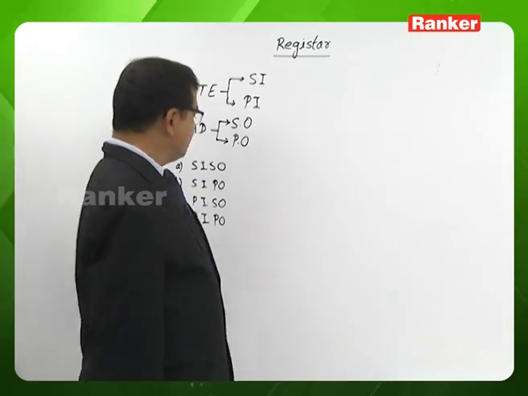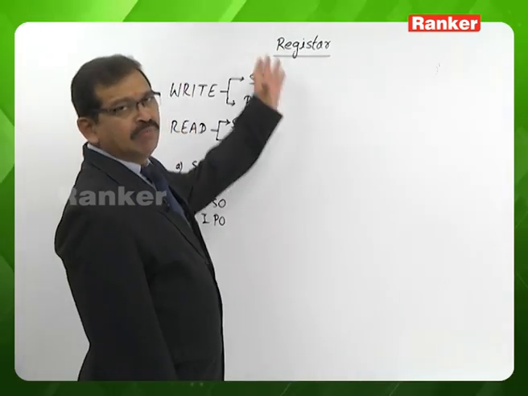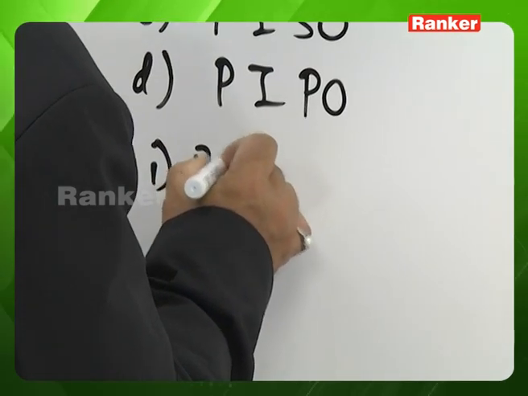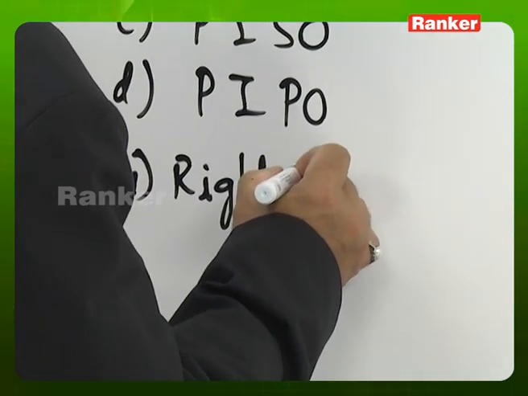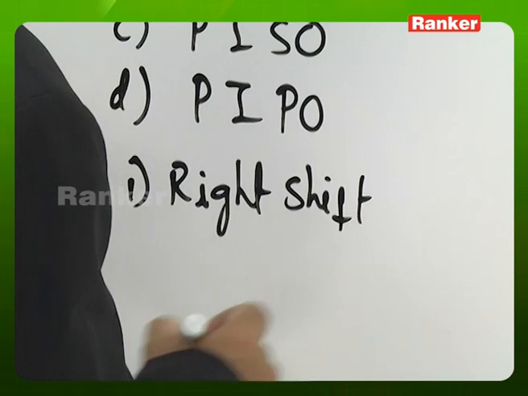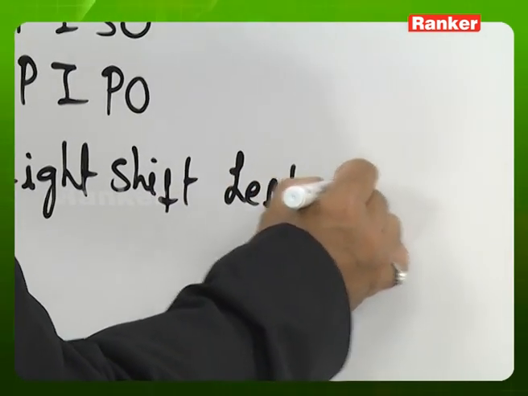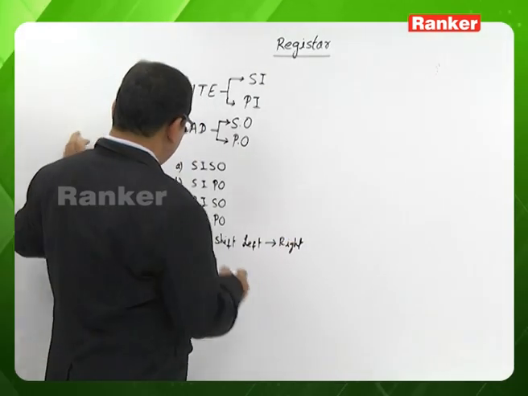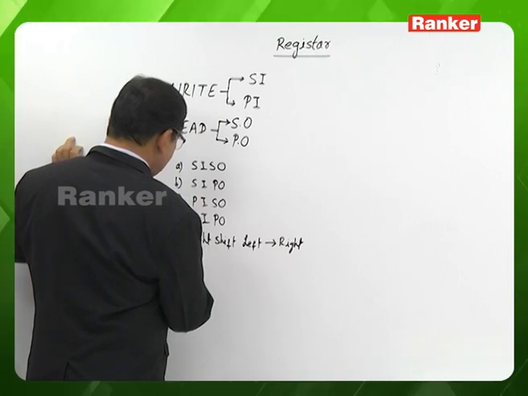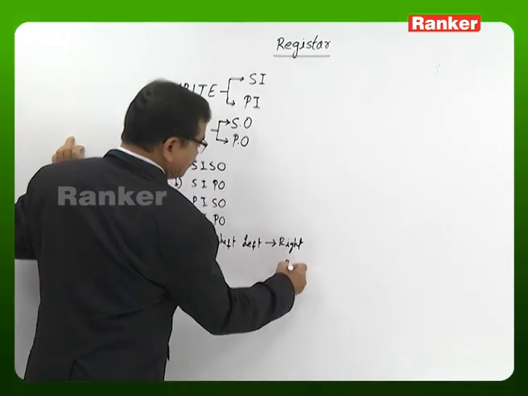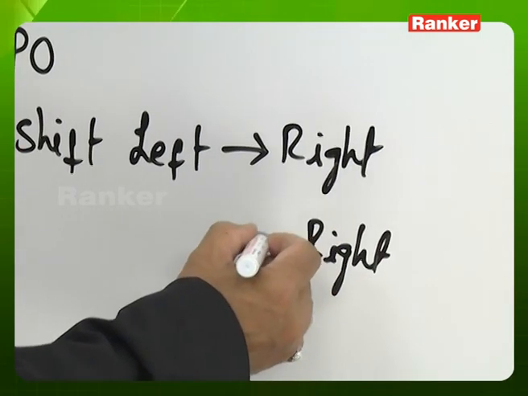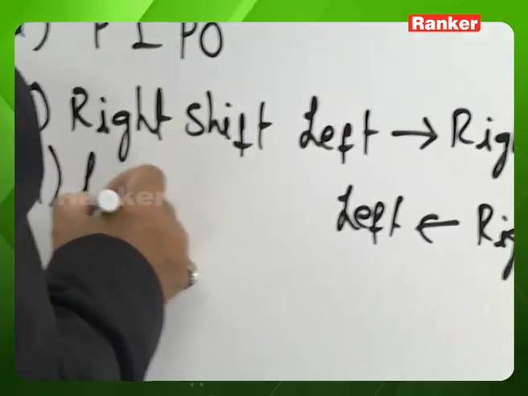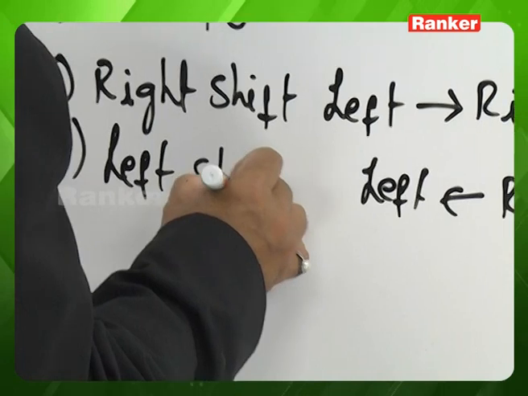Apart from this, we have a possibility for the data which is available in the register to be shifted to the right. If we have the possibility to shift the data left to right, then we name it a right shift facility. Or we may have a facility to shift the data right to left. If the data is possible to shift in the register from right to left, then we name the facility of the register a left shift facility.